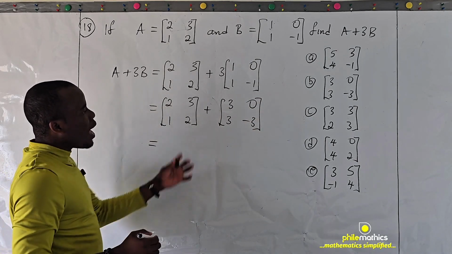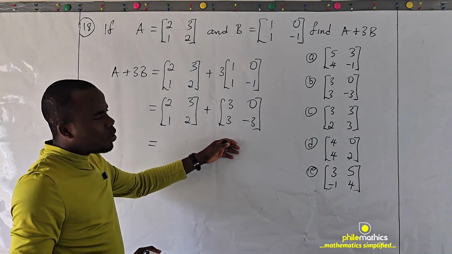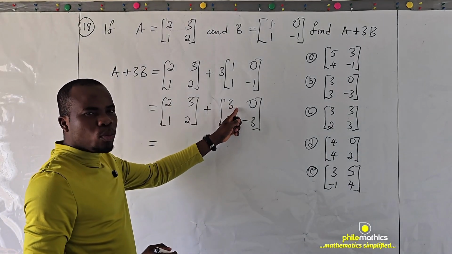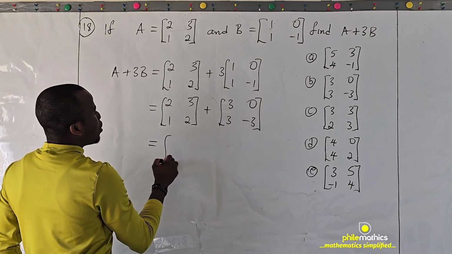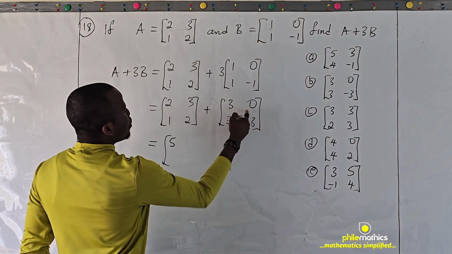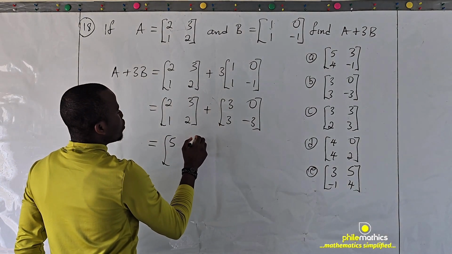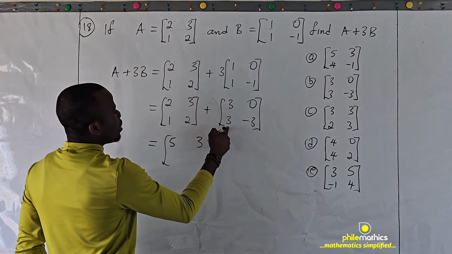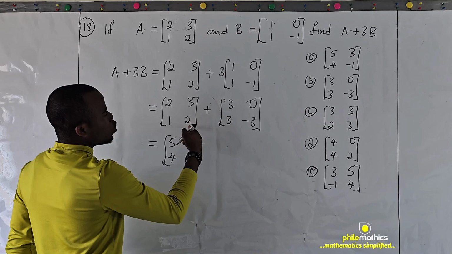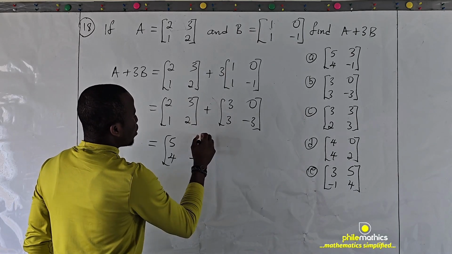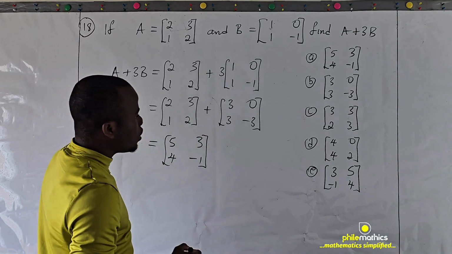And now, if you are adding two matrices together, you add their corresponding entries. So 2 plus 3 is 5, 3 plus 0 is 3, 1 plus 3 is 4, 2 minus 3, because this is plus 2 minus 3 is minus 1. And the correct option is A.